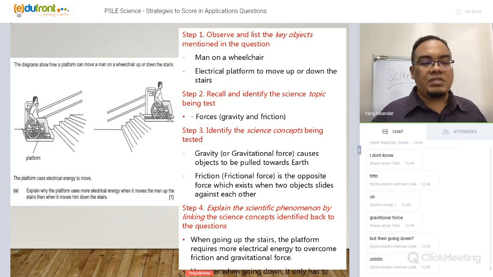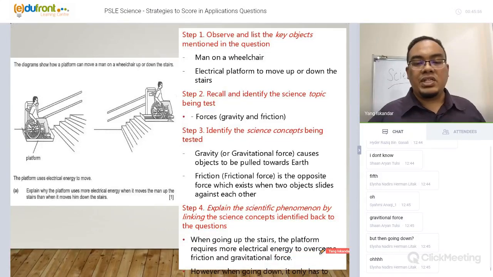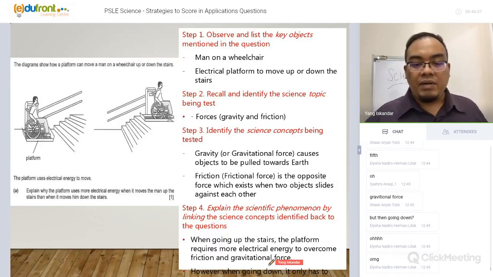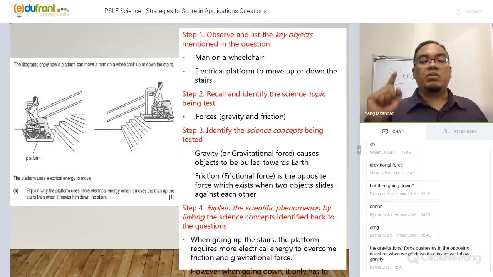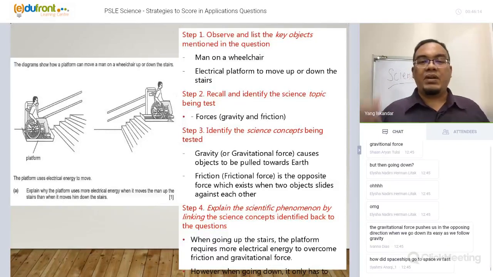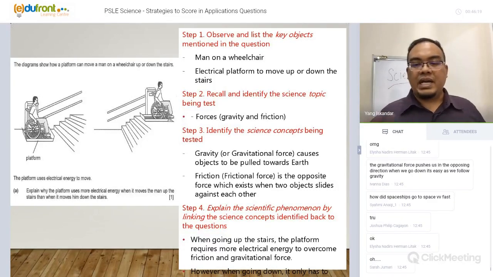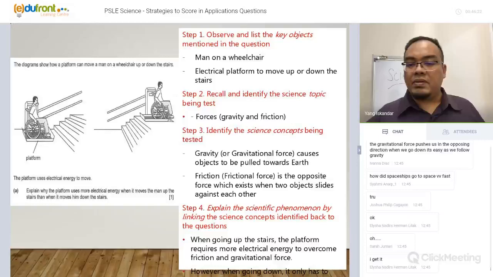Okay, so how shall we answer this one mark question? When going up the stairs, the platform requires more electrical energy to overcome frictional and gravitational force. So to go up, it needs to overcome two kinds of forces. Number one, frictional force. Number two, gravitational force. However, when going down, it only has to overcome the frictional force. Okay, when going down, you don't have to overcome gravitational force, only frictional force. Okay, simple, right? This is a very common question.